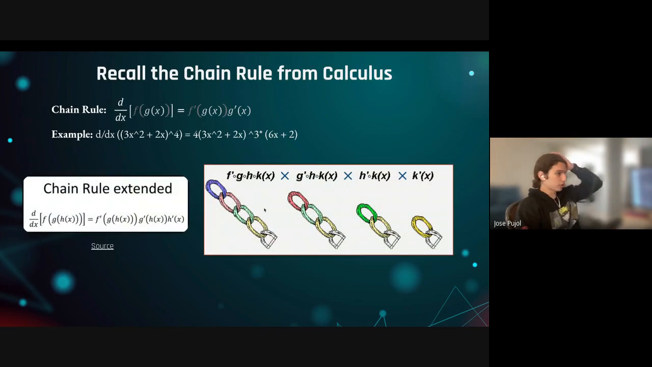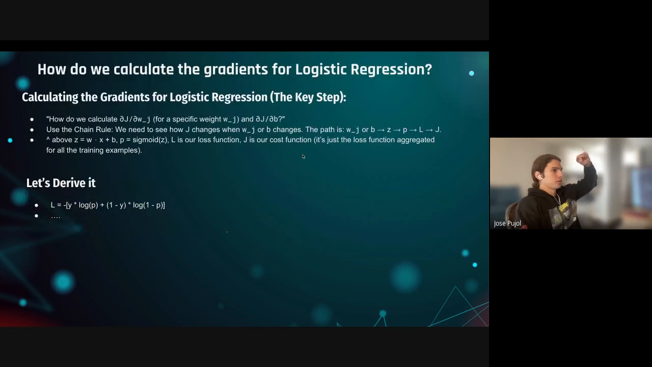Very briefly, recall the chain rule. If you have nested functions, so f of g of x, the derivative for this function is going to be f prime of g of x times the derivative of the inside function, which is g prime of x, right? So we all remember this, I hope. So how do we calculate the gradients for logistic regression? By the way, J is the cost function.